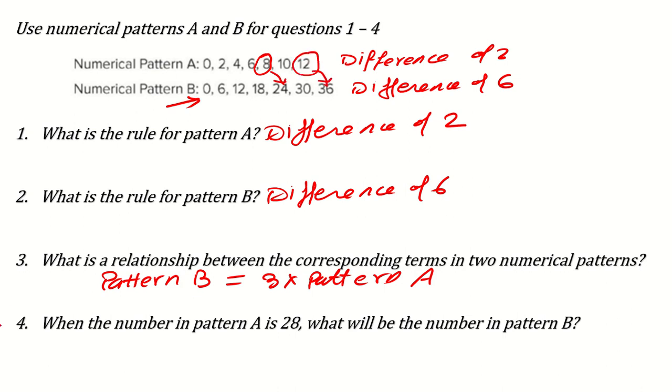Okay. Now, when the number in pattern A is 28, what will be the number in pattern B? So pattern B will be equal to 28 multiplied by 3, because every number in B is 3 times A. So it will be 3 times 8, 24, 3 times 2, 6, 6 and 2, 8. So this will be the number in pattern B.